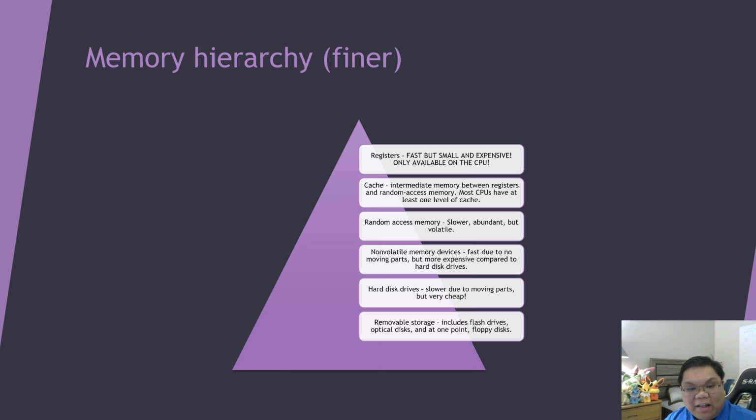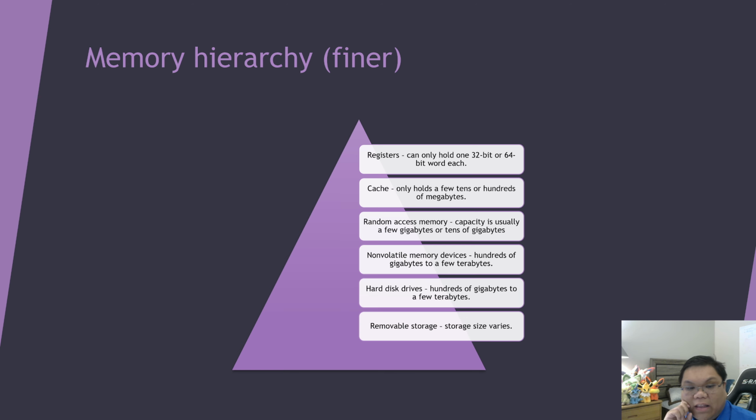I would add to this tape drives. So these are devices that can hold like tens of terabytes worth of storage, but you don't typically see tape drives apart from archiving stuff in a data center. So this is our memory hierarchy if we were to go a bit finer than that.